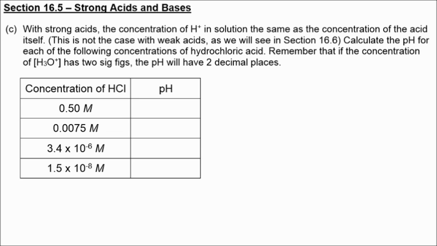The negative log of 0.50 is 0.30. The negative log of 0.0075 is 2.12. So we have a smaller concentration of hydronium, and therefore we have a higher pH. Our next two examples have even smaller concentrations of HCl, and when we take the negative log, we get a pH of 5.47 and 7.82.